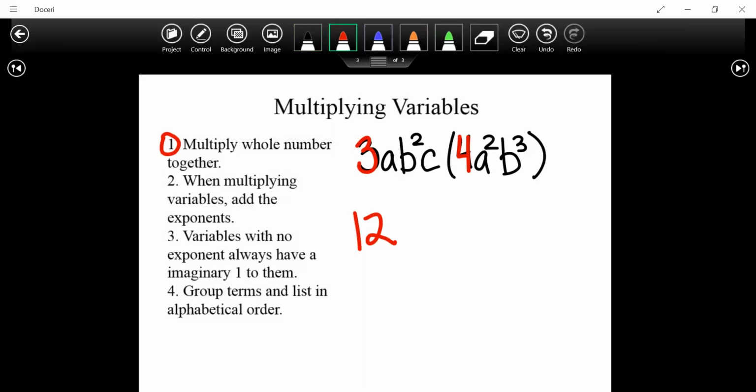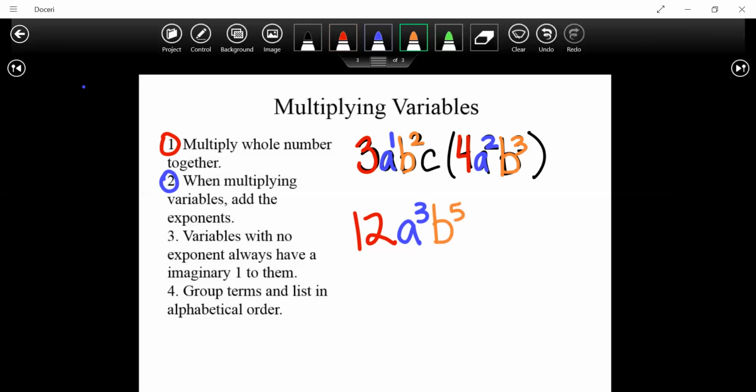Next, we want to multiply our variables. In this case, I have an a and an a squared. Whenever we have a variable with no exponent, we can always assume that there's a 1. So whenever we're multiplying variables, we want to add the exponents. So it's going to be a to the third power. Whenever we're multiplying them, we add the exponents together. The next one that we have here is b. So we have b squared times b to the third. We add them up and get b to the fifth.